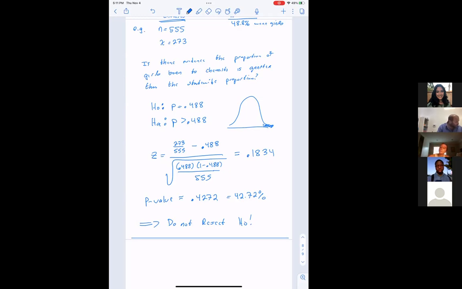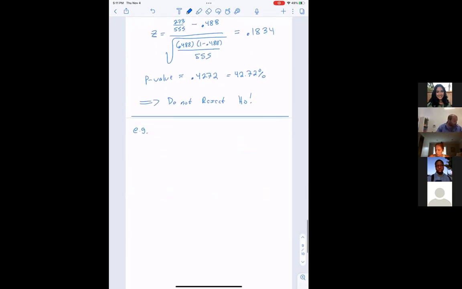Let's do another one. Here's another example. The French naturalist Count Buffon, who lived in the 1700s, tossed a coin 4,040 times. The result was 2,048 heads. Is there evidence that the coin is not fair?